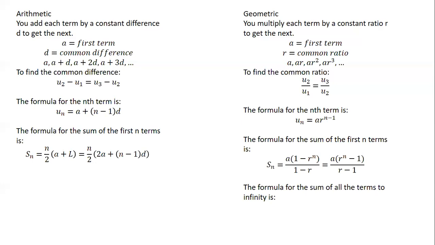Also for geometric, for infinite series, sometimes they converge to an answer. So if the terms keep getting smaller, then it'll converge towards a number. And the formula for that, the sum to infinity, is a over 1 minus r, and that only works if the modulus of r is less than 1, which means r is between minus 1 and 1.